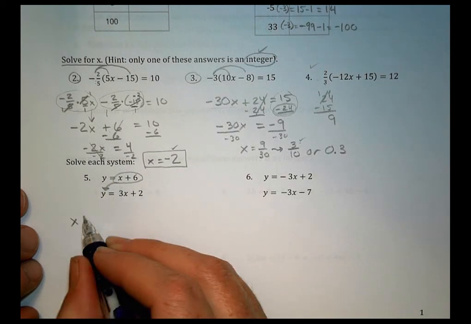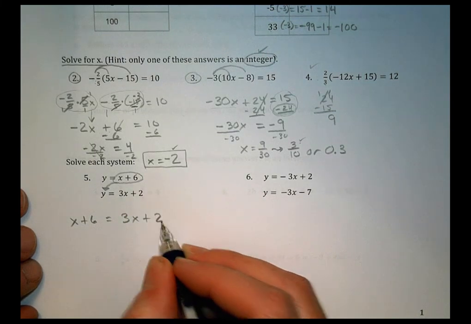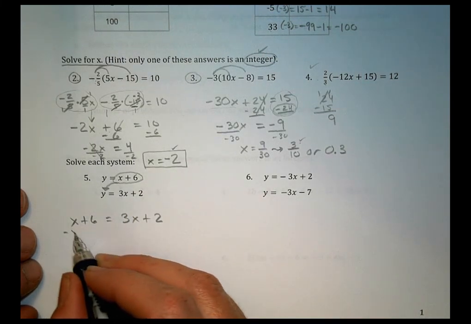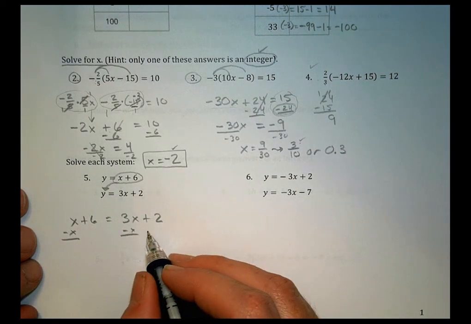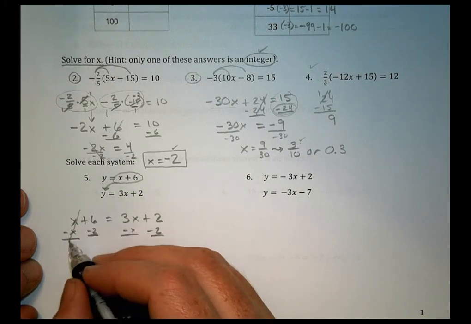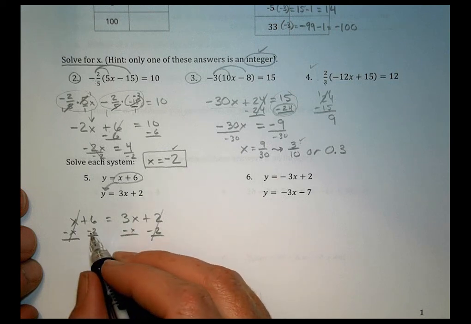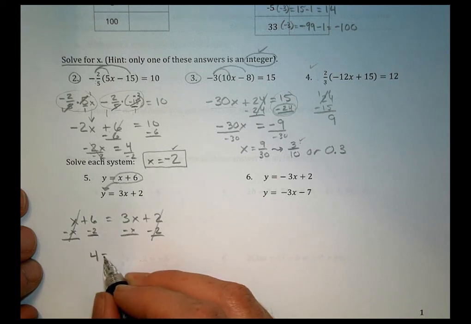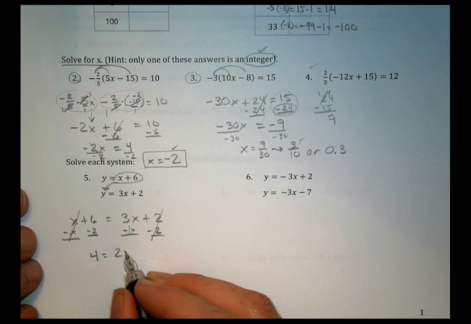So we set up a new equation that says x plus 6 equals 3x plus 2. Now I'm going to subtract x from here, subtract x from there. While I'm doing that, I can also subtract 2 from here and subtract 2 from there. That's going to eliminate the x's here, eliminate the 2's there. 6 minus 2 is 4. And 3x minus 1x is going to be 2x.